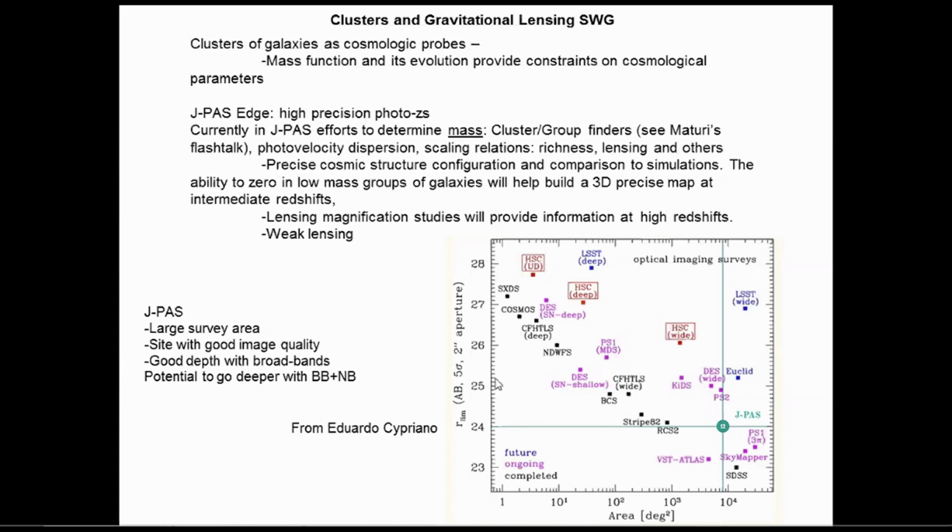I'm just showing here one plot that Eduardo Cipriano sent me, where it places the limiting magnitude and the area covered. Since J-PAS covers a very large area with very good quality, it sits in a pretty competitive position with respect to different surveys. And at least I hope, maybe Eduardo later is going to yell at me, but I think that at least in a stacked way, we're going to be able to get independent measurements of massive clusters there.